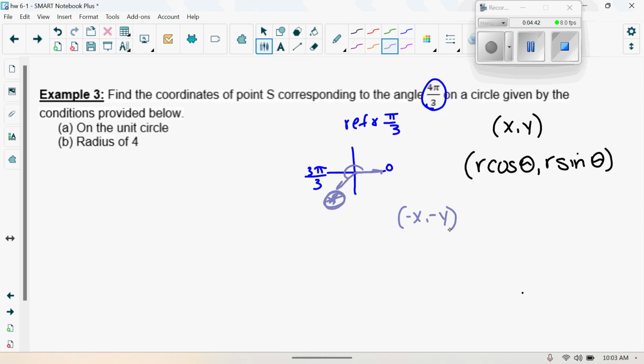The first part is asking me to do it on the unit circle. Remember, your radius is 1. So that means on the unit circle, the cosine of 4 pi over 3, comma, the sine of 4 pi over 3 will give me my answer. I know that I have a negative and a negative, and my reference angle is going to be pi over 3.